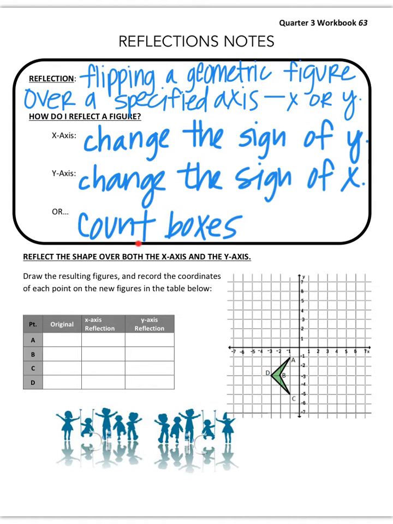Another option is count boxes. So for instance, down here, A is 1 unit away from the x-axis. If we reflected across the x-axis, we'd be 1 unit away in quadrant 2, or 1 unit away in quadrant 4. Let's get the ordered pairs for A, B, C, and D. Go ahead and write those down here where it says original. Okay, so check and see that your ordered pairs match up.